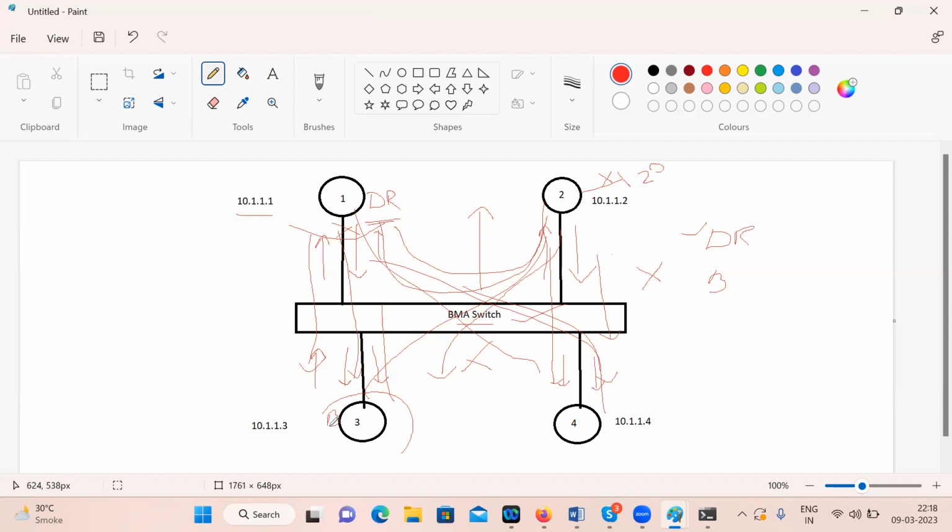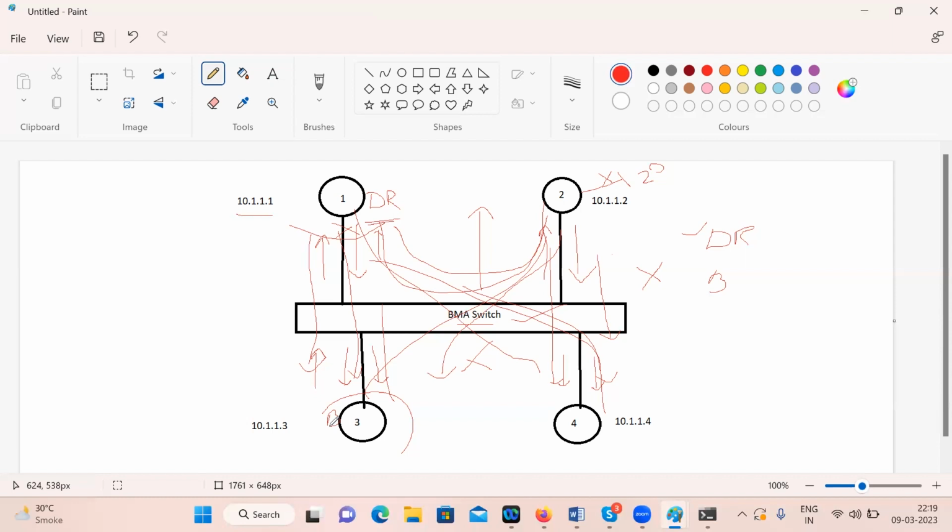Yes, sir. I have a question. Is it possible that we can forcefully make any router a DR or BDR? Yes, you can make any router forcefully a DR router or BDR router.